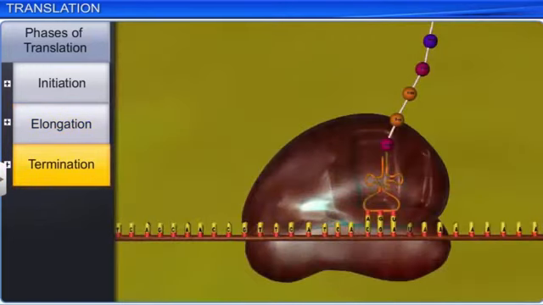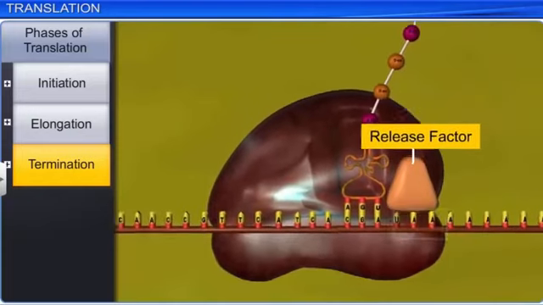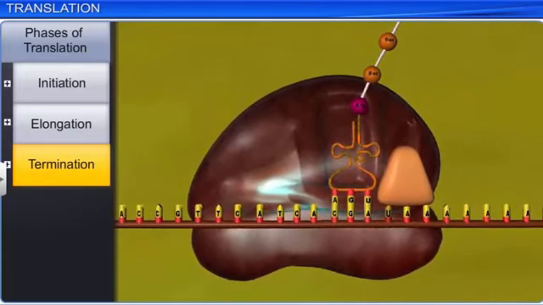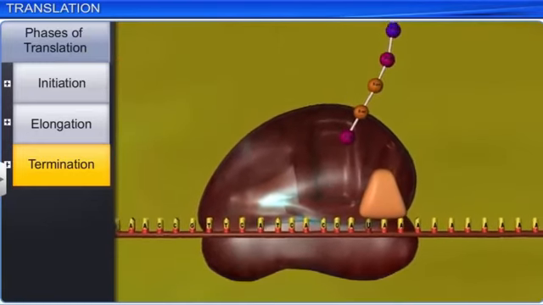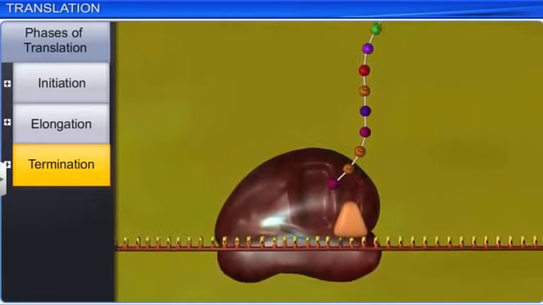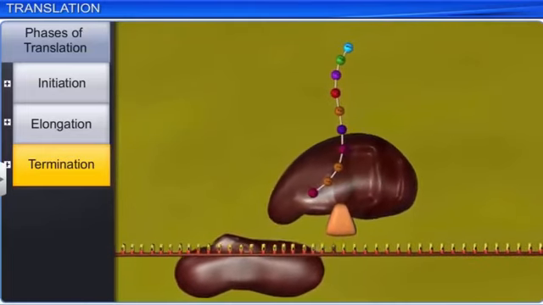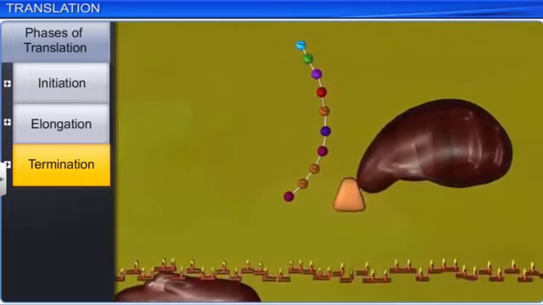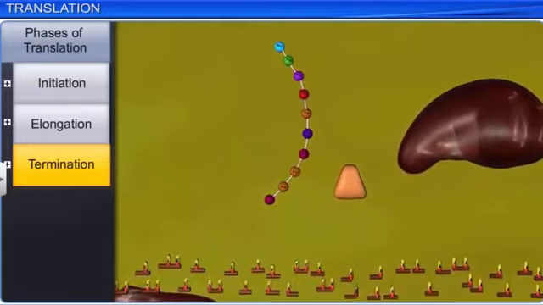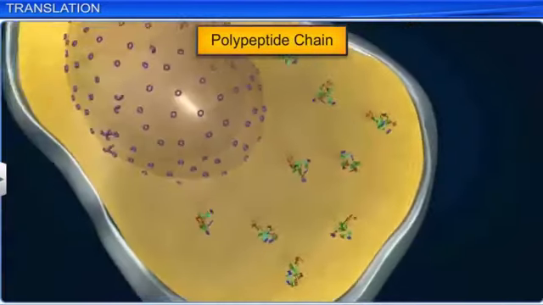On reaching the stop codon, UAA, a release factor, or RF, binds to it, terminating the translation and releasing the polypeptide chain from the ribosome into cytoplasm. After the termination, the small and large subunits of the ribosome dissociate and the mRNA degenerates. The polypeptide chain is therefore an end product of the translation process that takes place in the cytoplasm.